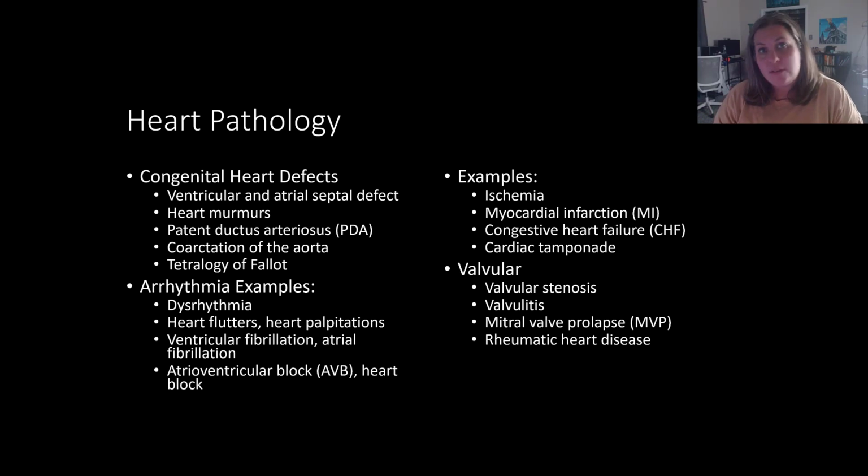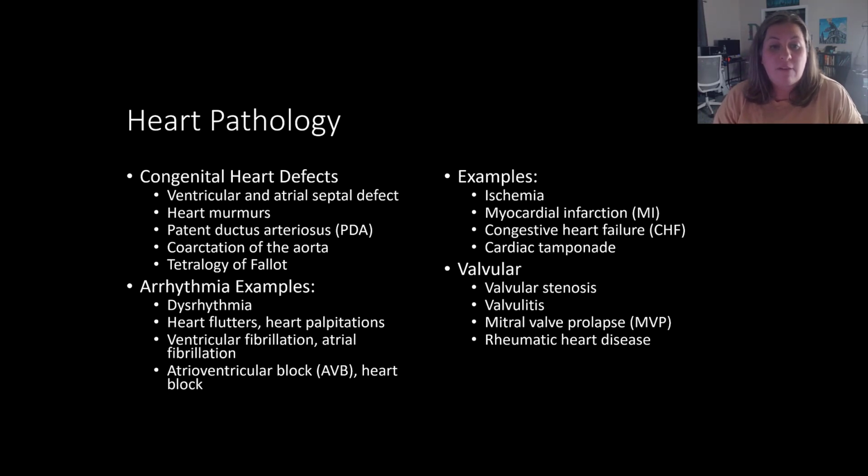There's some valve issues that can come into play when we're looking at the heart in the structure. Valvular stenosis is the narrowing of the opening of a valve. This can cause decreased blood circulation. Valvitis is the inflammation of the valve. So the valve is inflamed somehow, maybe due to an infection.